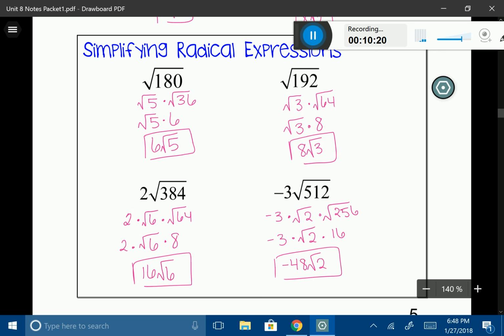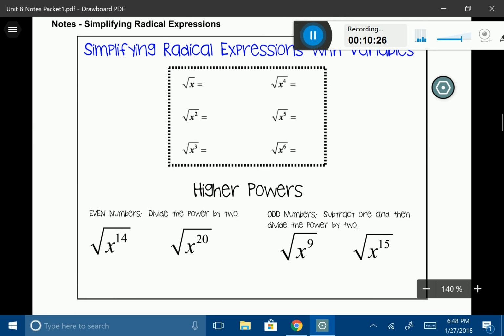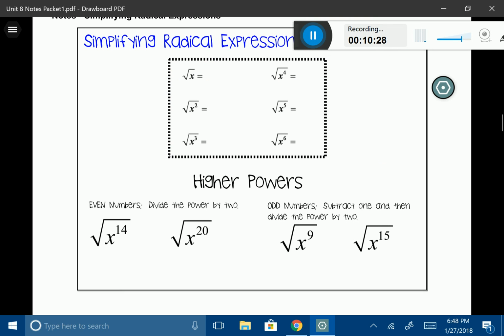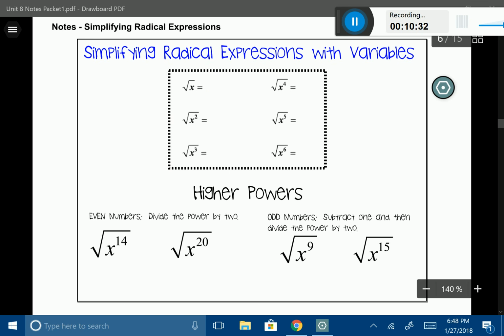Okay, so that's how you simplify radical expressions. And now we're going to add some letters in there. We're going to add some variables. So this is kind of cool. All right. The first thing is this little chart here above. I'm going to show you what it looks like to simplify variables. And these are just things that you'll want to commit to memory. And the more you do them, the more natural it will be as you work these problems.